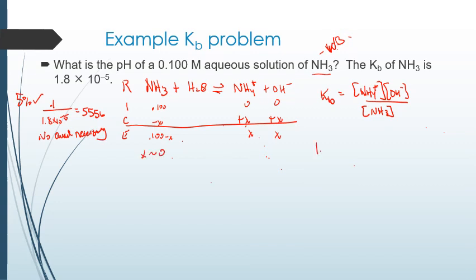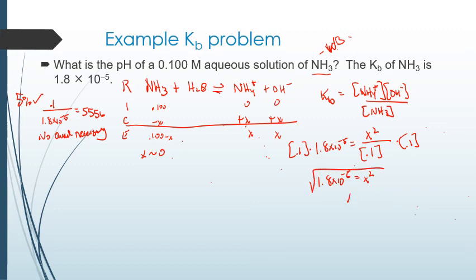So I can just simply say 1.8 times 10 to the negative fifth equals X squared over 0.1. So now multiply both sides by 0.1. And that gives us 1.8 times 10 to the negative fifth, times 10 to the negative 6, equals X squared. And then I can take the square root of that, and my X would equal 1.34 times 10 to the negative third.